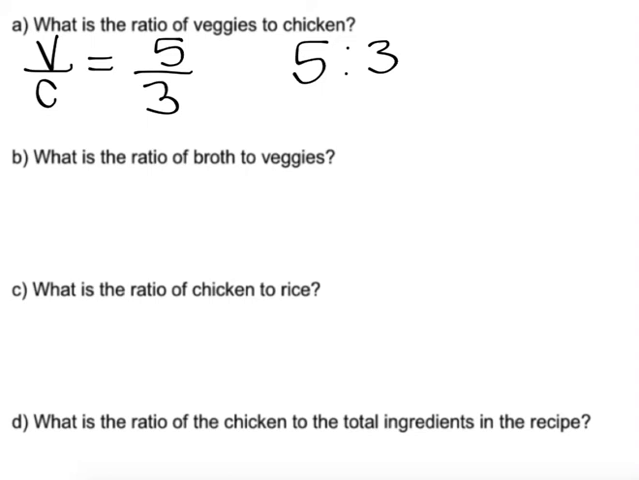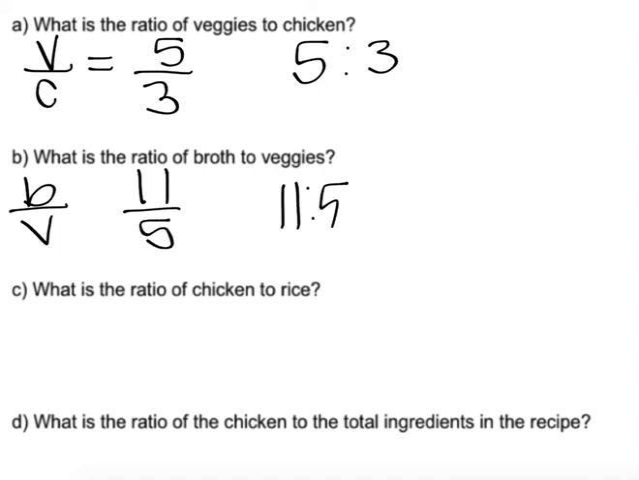What is the ratio of broth to veggies? So broth to veggies. So when you're writing your ratios, it's always the first thing it says, broth to something. That first thing they mention is always on the top, second thing is always on the bottom. So broth to veggies is going to give me an 11 to 5 ratio. There's a couple different ways we can write this once again, so you can pick which way you like best.